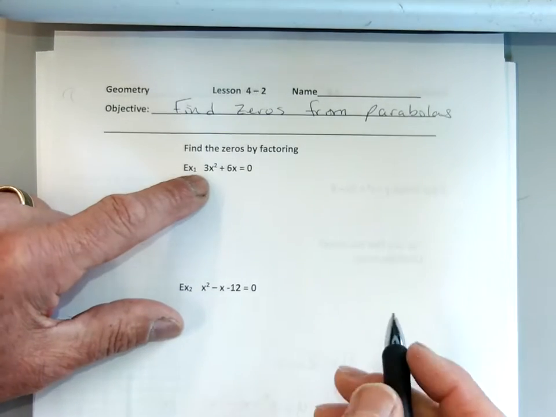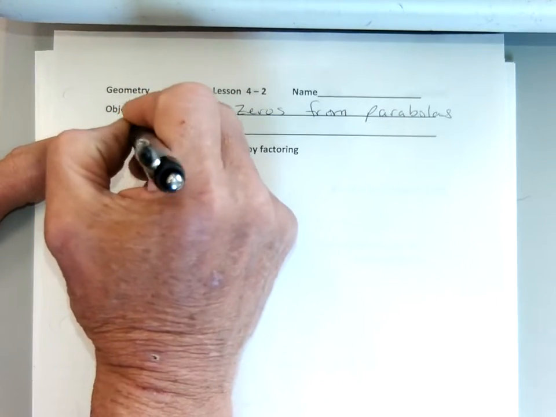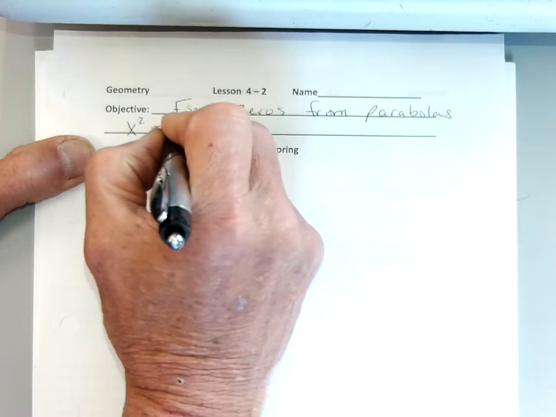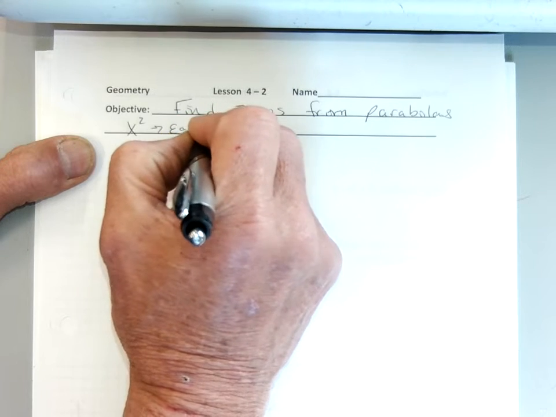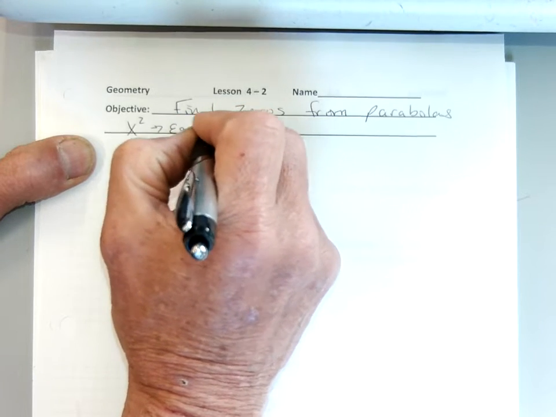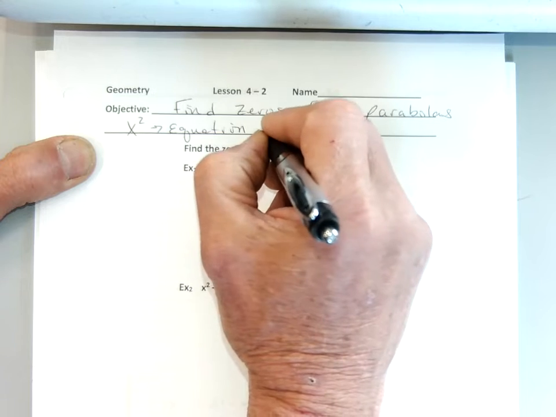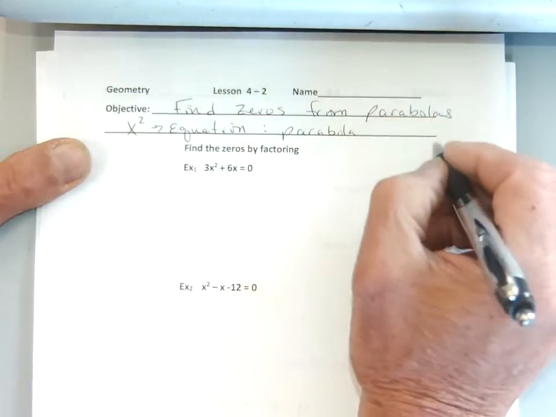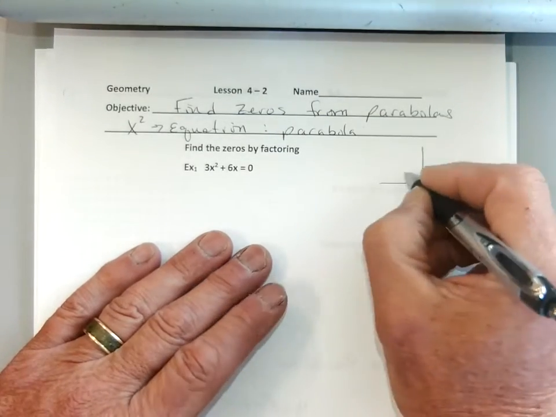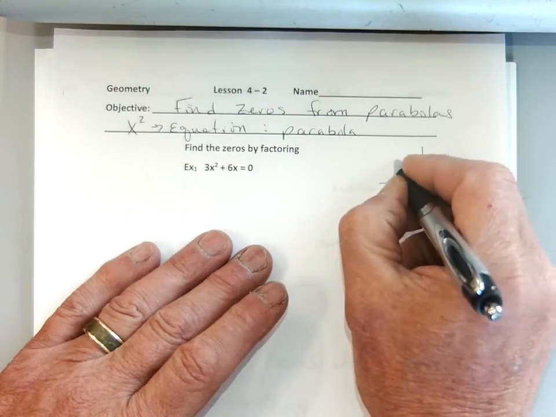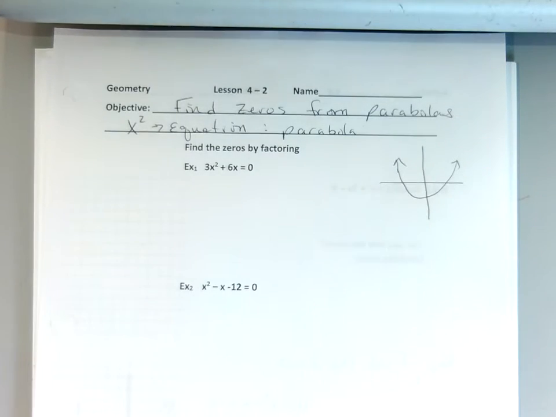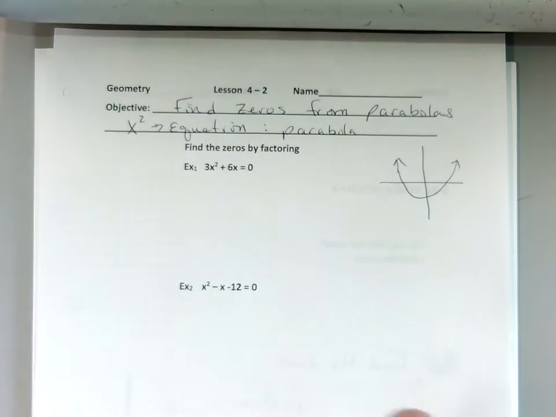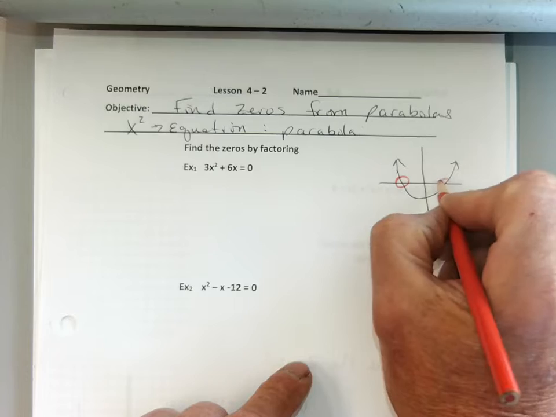Any x squared equation is a parabola. What's a parabola? Well, it's one of these shapes, right? We all know that. Hopefully we all know that. Any x squared equation is that shape, right? We know that. So the zeros are these values here and here.